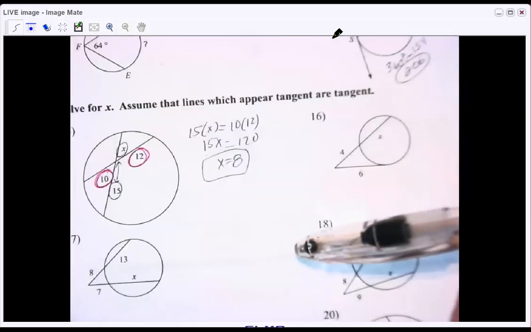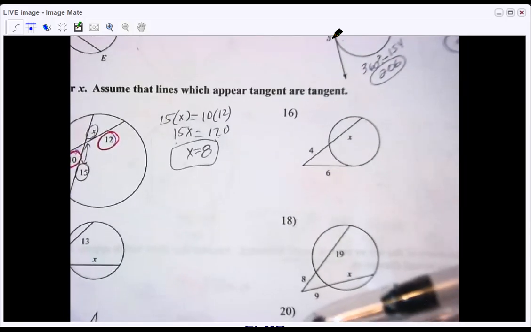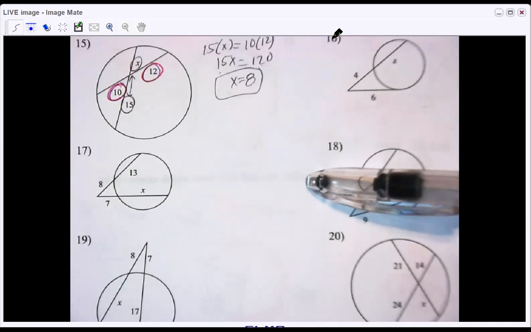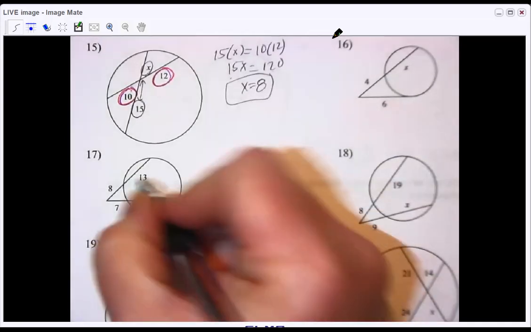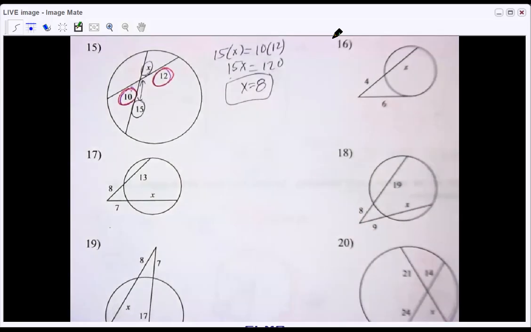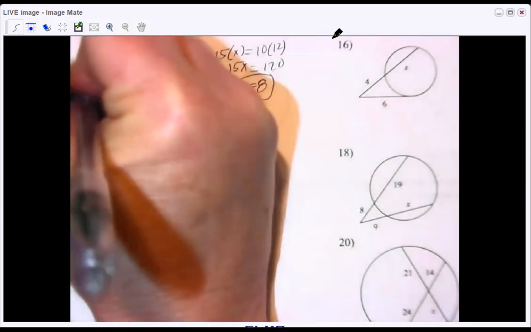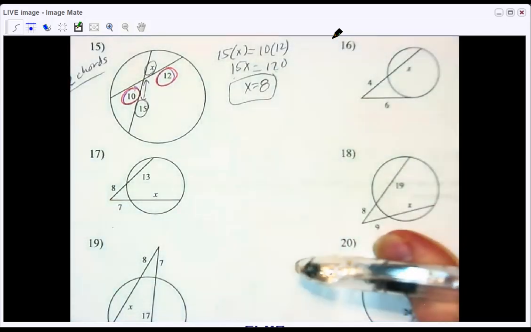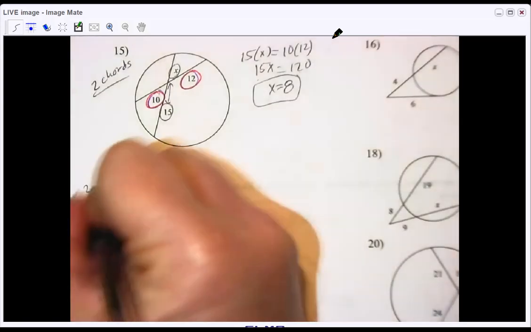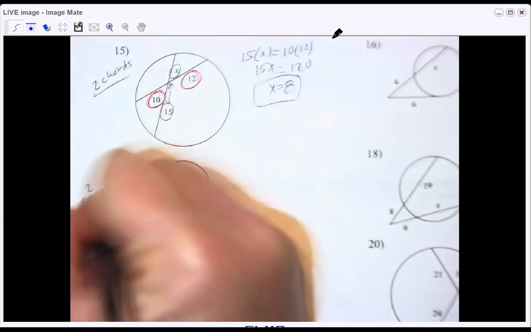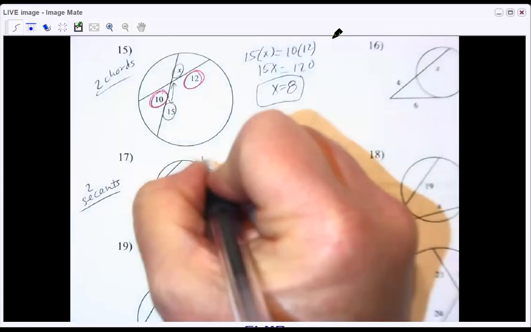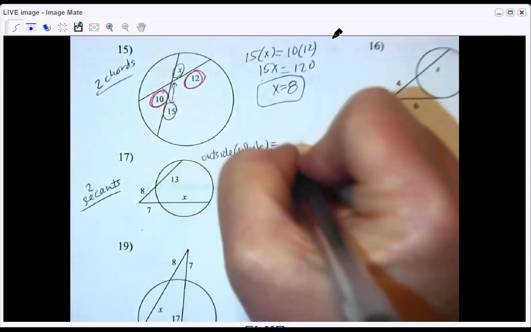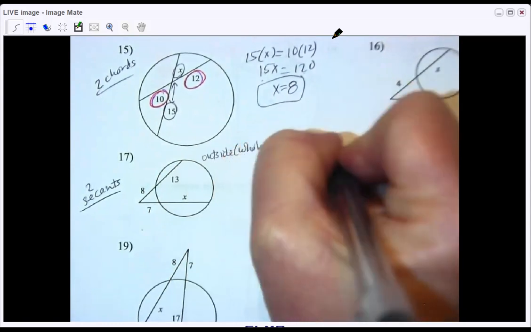Okay. That one and 20 are the same kind. Let's do number 17. So when I have two tangents, this is two chords. Okay, that's two chords. This is two secants. It's the outside times the whole is equal to the outside times the whole.